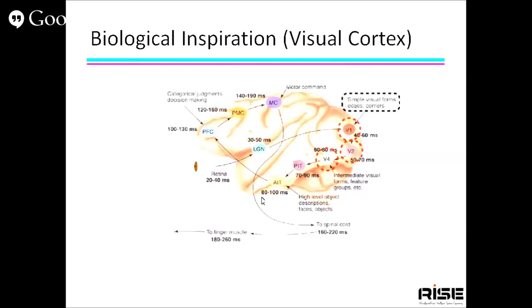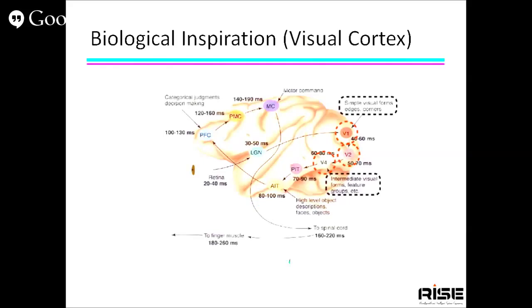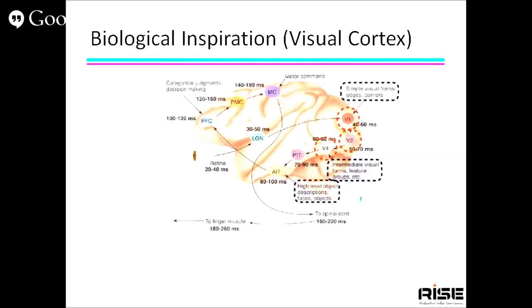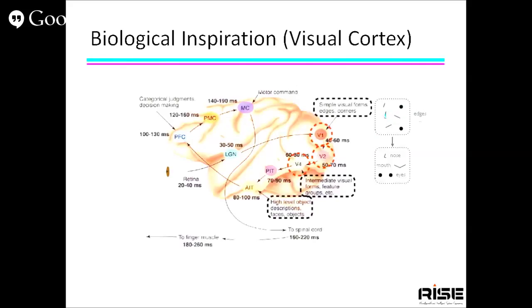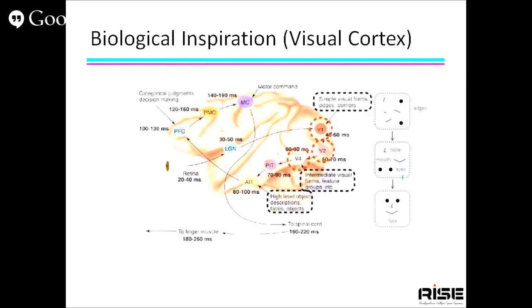The first layer, the V1 layer, is able to recognize some simple visual forms like edges and corners, and the V4 layer has intermediate visual forms. It can recognize intermediate visual features, groups, etc. And AIT is responsible for high-level object descriptions, faces, and so on. For example, when you see a human face, the V1 layer will detect all these edges, the circle, lines, and so on, and the V4 layer will join these edges to form nose, mouth, and eyes, and the AIT layer will actually say that it is a face.